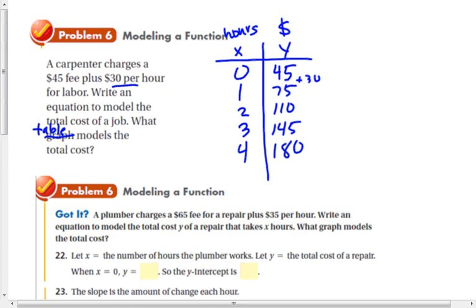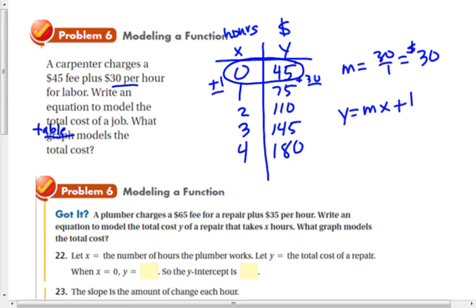And then to model this situation, I'm going up 30 for every one I go over here. This is my rise, this is my run. So my slope is 30 divided by 1, or $30. And really it's what you add every time. And then my y-intercept, of course, is right there, what I start at, 45. So in terms of slope-intercept form, I get 30 for my slope and 45 for my y-intercept. All right, you try that one.